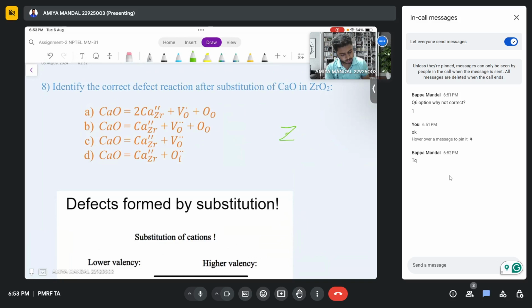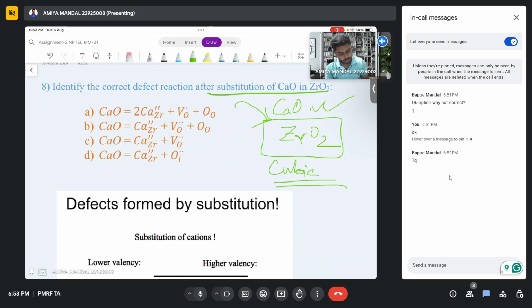So the zirconium dioxide structure is a cubic structure. If you see its crystal structure, you can see that it's a cubic structure. And if we drop calcium oxide in the zirconium dioxide crystal, then what will happen? Calcium will occupy the zirconium site.